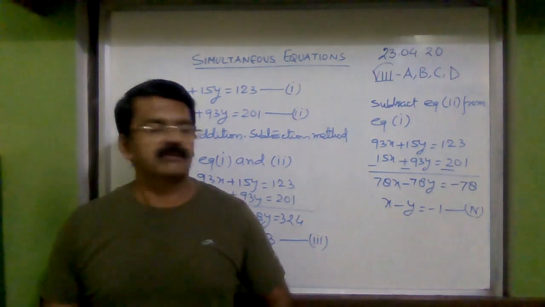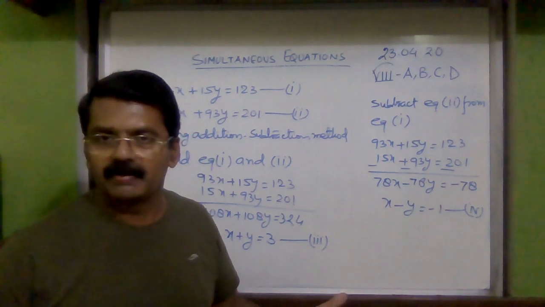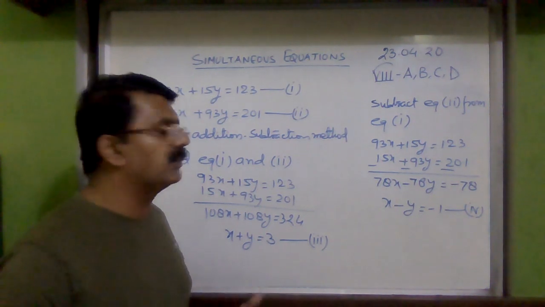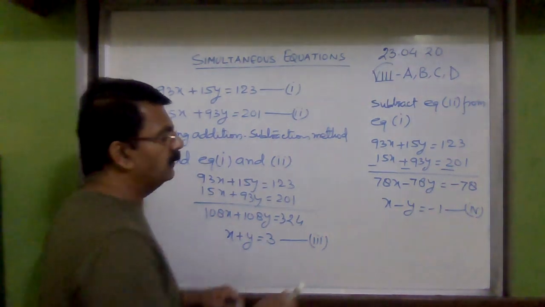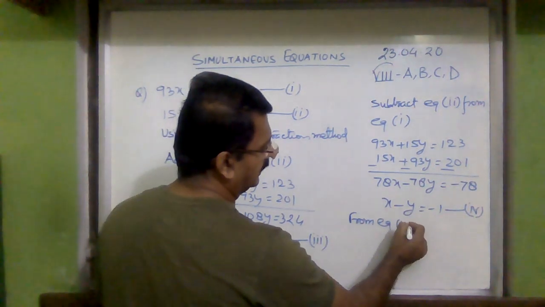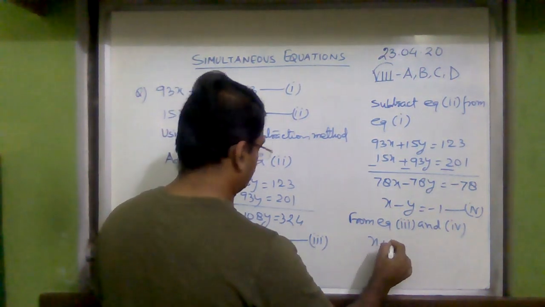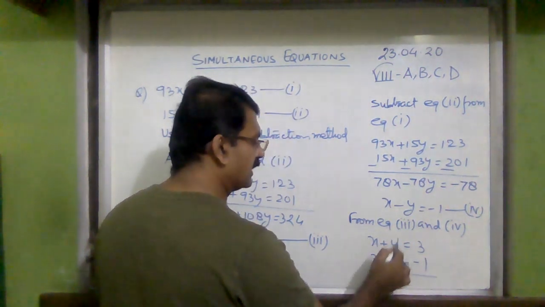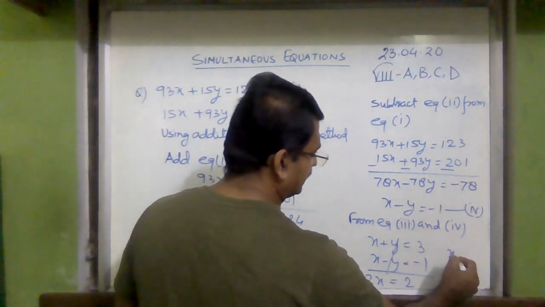So you can see we have got another very simple equation in x and y, which is x minus y is equal to minus 1. Now third and fourth, these two equations can easily be solved by elimination method, because already the coefficients are same, you don't have to change the coefficients also. So from equation 3 and 4, x plus y is equal to 3 and x minus y is equal to minus 1. You can see plus y minus y cancels out. X plus x, 2x is equal to 2. So x is equal to 1.